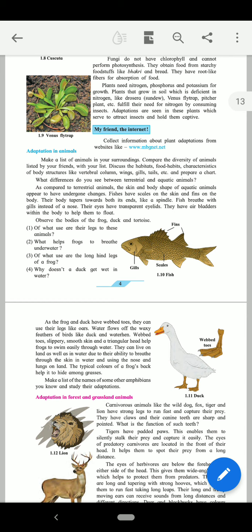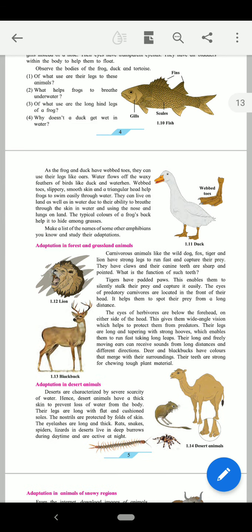In the case of frog, we see they breathe with nose and lungs on land and with the skin under the water. The frog is an example of an amphibian. Duck and frog contain webbed toes, an oar-like structure. In the case of grassland animals, we see mainly two types, carnivorous and herbivorous. Adaptation among carnivorous animals is made in such a way that they can capture their prey easily. And in the case of herbivorous, the adaptation is made in such a way that they can protect themselves from the carnivorous animals.